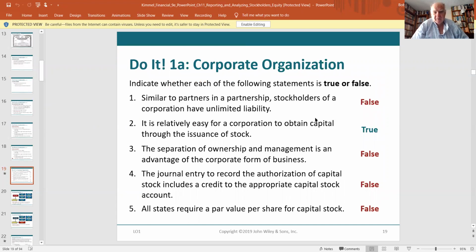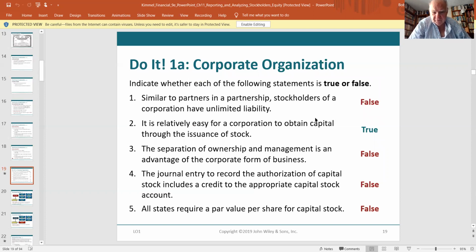Indicate whether the following are true or false. We'll go through these. Regarding a corporation, similar to partnership in terms of unlimited liability, we know that's false. It's relatively easy for a corporation to obtain capital through the issuance of stock. Yeah, absolutely. The separation of ownership and management is an advantage of the corporate form of business. Not really. The journal entry to record the authorization of capital stock includes a credit to the appropriate capital stock account. False. I don't even know what they're talking about there.